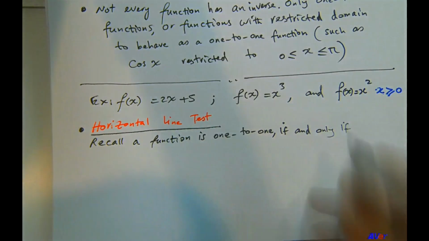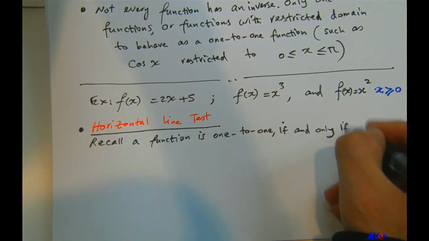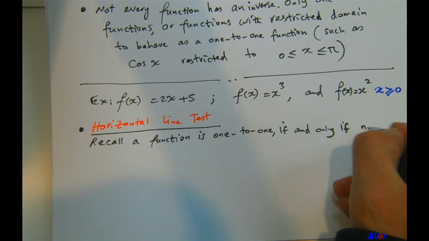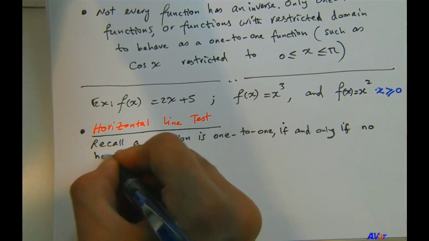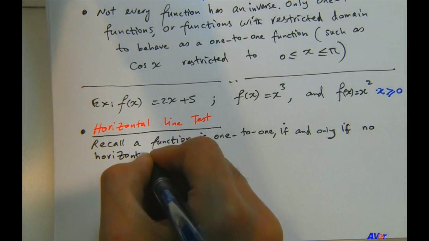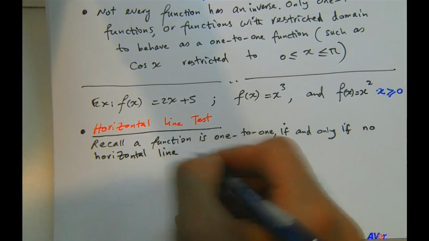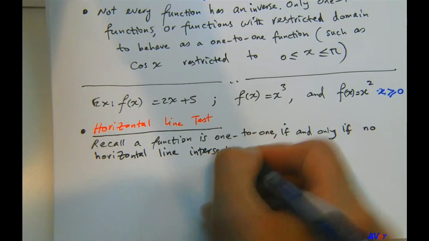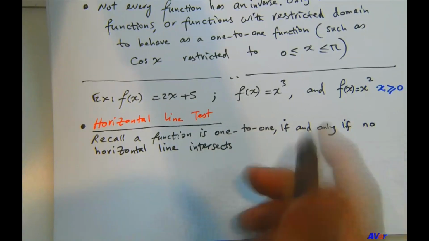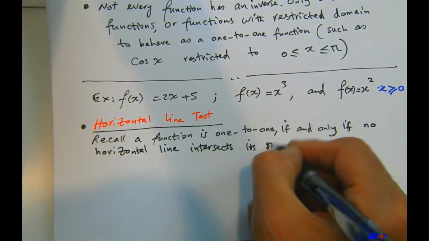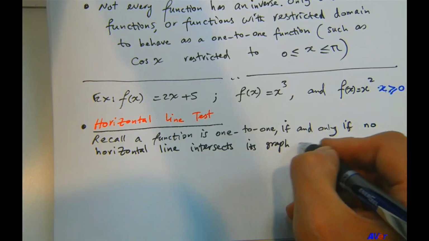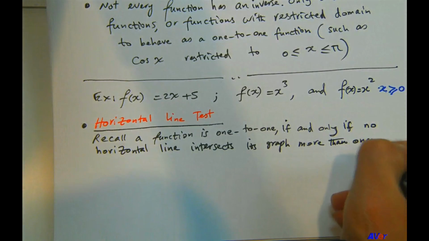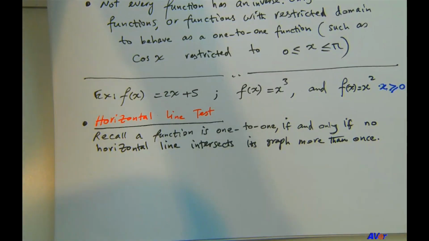My ink is drying on that one, so only if and only if no horizontal line intersects its graph more than once, like that. So what are some examples of this?